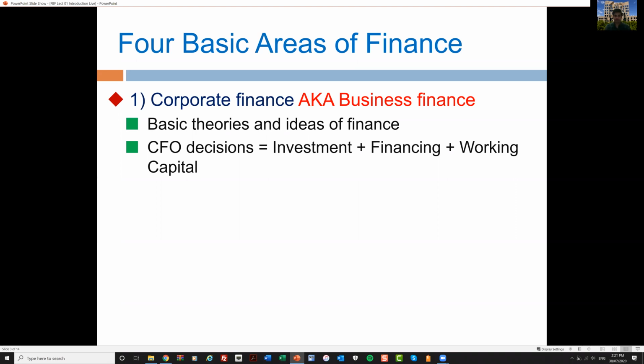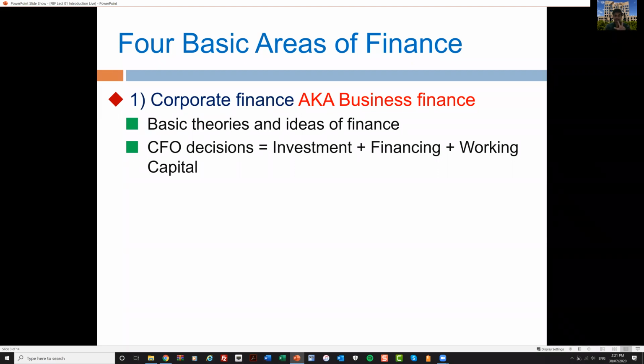Does anyone know what CFO stands for in the finance world? Just pop that into the chat if you do. Very good. Samira, Darcy, Stephanie, everyone's on the right track. So the CFO is the Chief Financial Officer. They are ultimately in charge of all the finance decisions in a company.